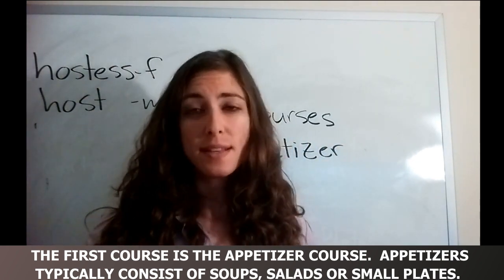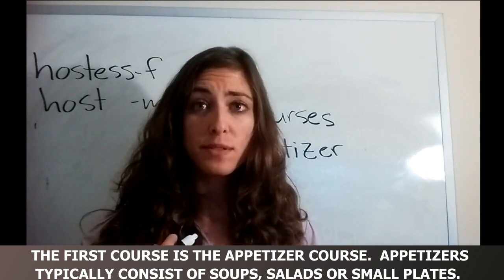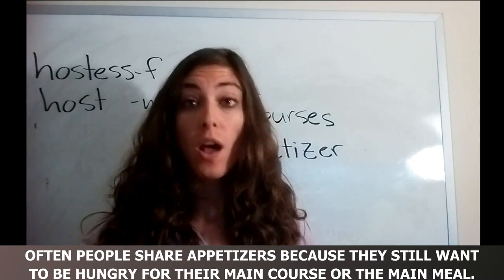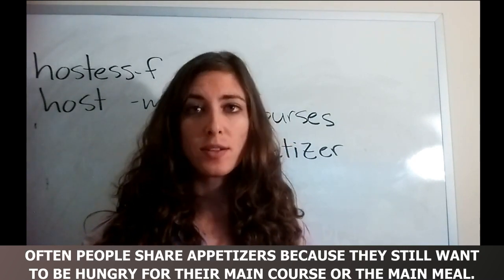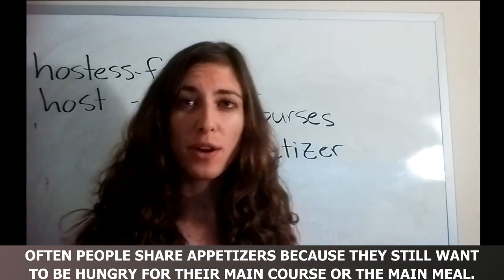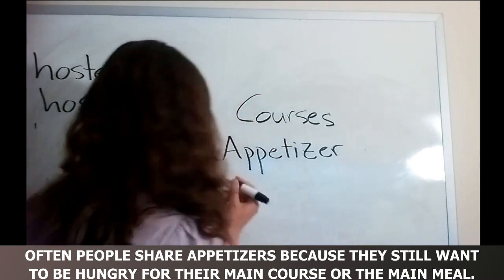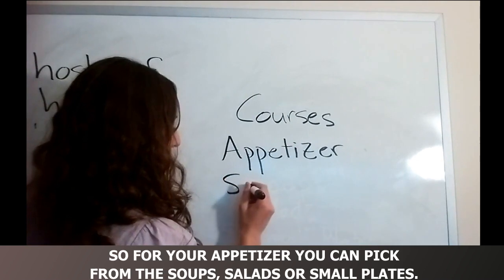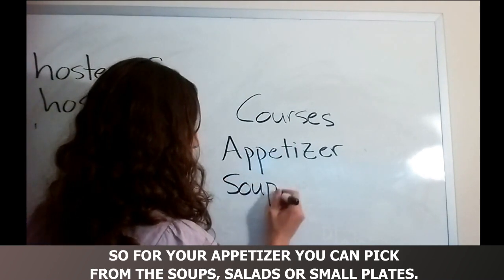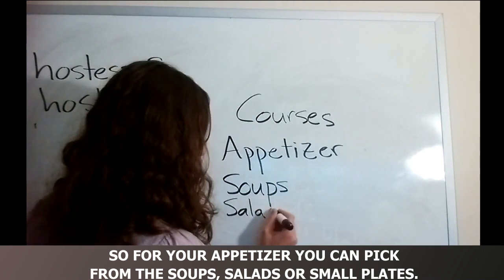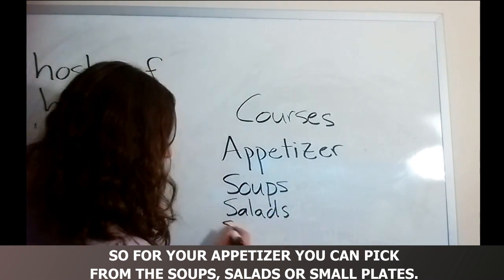Appetizers typically consist of soups, salads, or small plates. Often, people share appetizers because they still want to be hungry for their main course or the main meal. So, for your appetizer, you could pick from the soups, salads, or small plates.